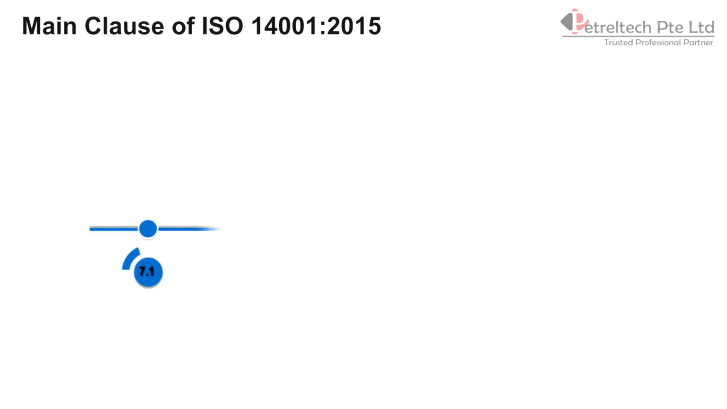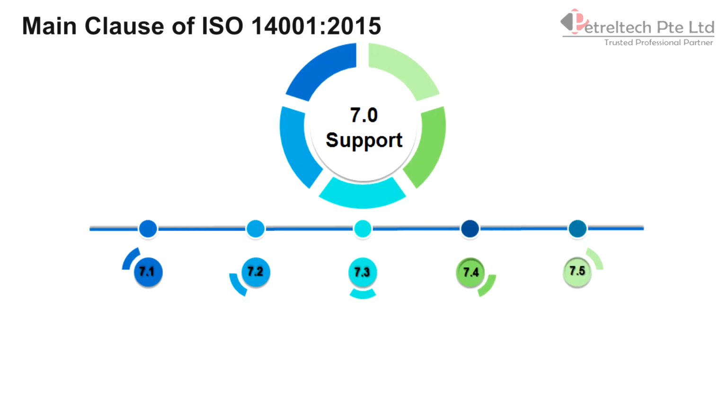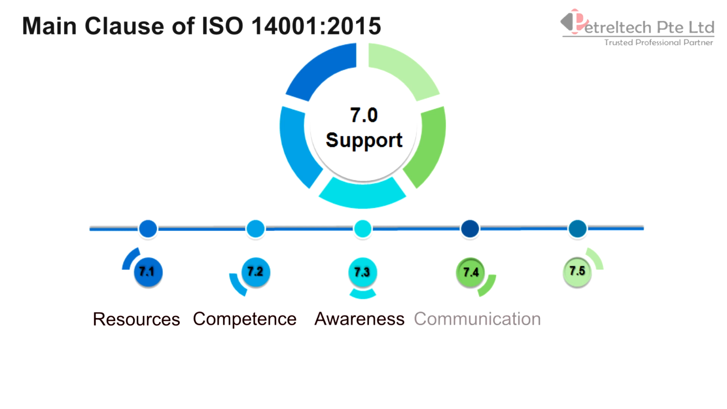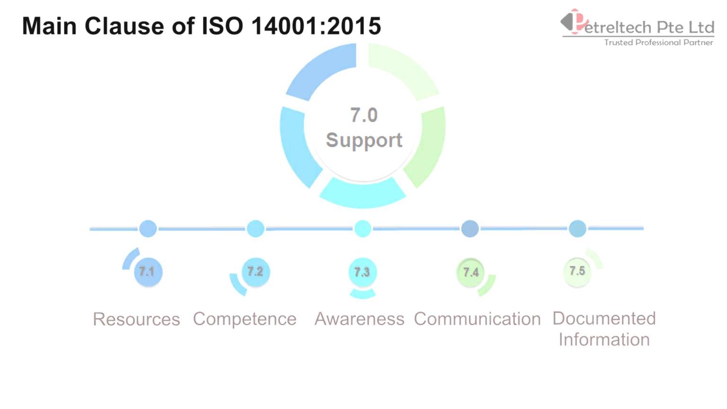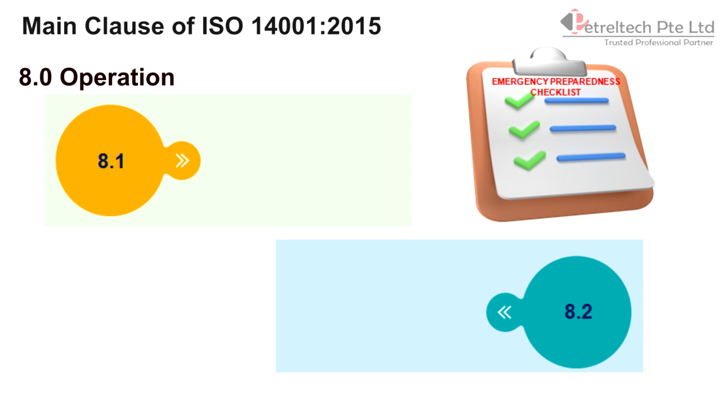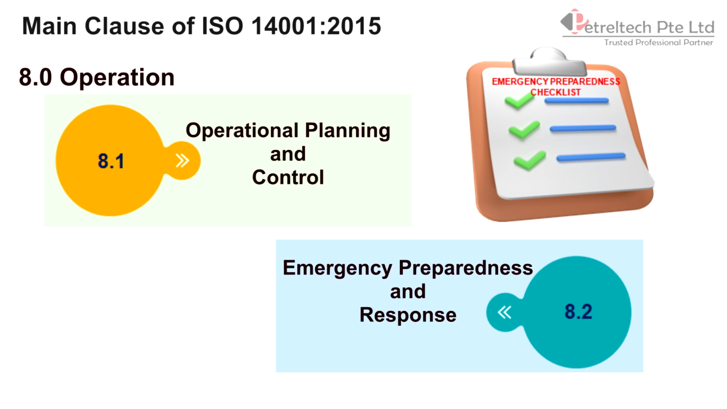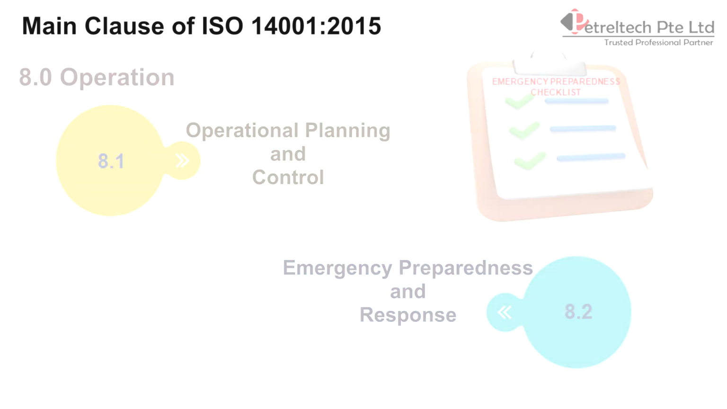Clause 7.0, support, are detailed requirements on resources, competence, awareness, communication that includes external and internal communication, documented information that involves creating, updating and control of documented information. Clause 8.0, operation, talks about operational planning and control, as well as emergency preparedness and response.